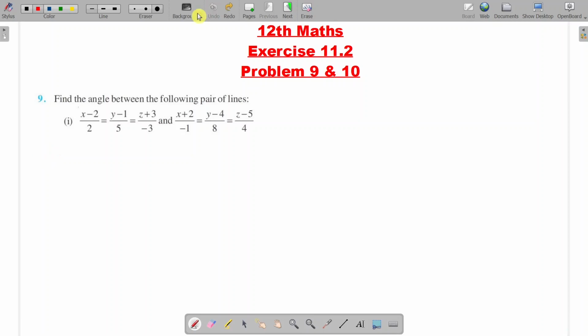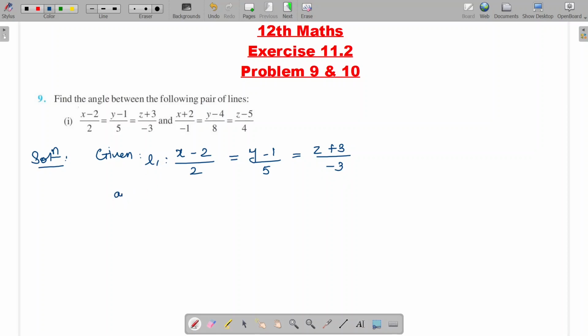The solution. Now, let us write what is given to us. Given is this: (x minus 2) divided by 2 equal to (y minus 1) divided by 5 equal to (z plus 3) divided by minus 3. This we will call line 1, and line 2, that is L2, is (x plus 2) divided by minus 1 equal to (y minus 4) divided by 8 equal to (z minus 5) divided by 4. So we have to find the angle between L1 and L2.